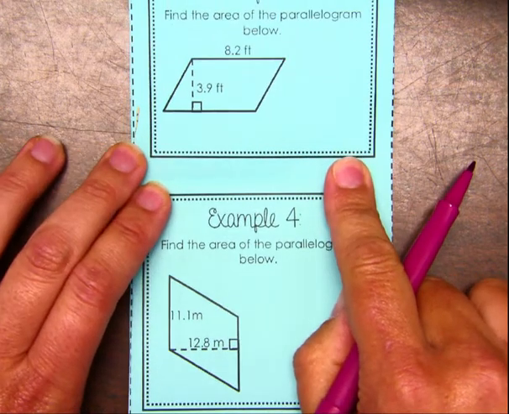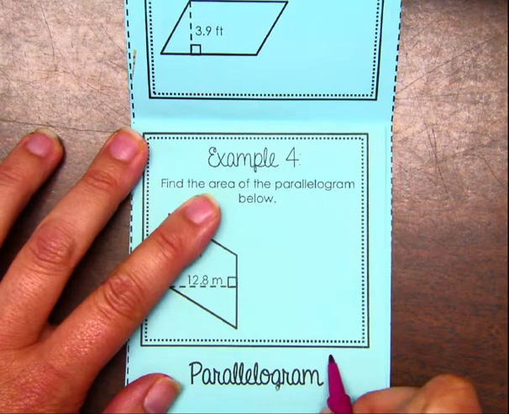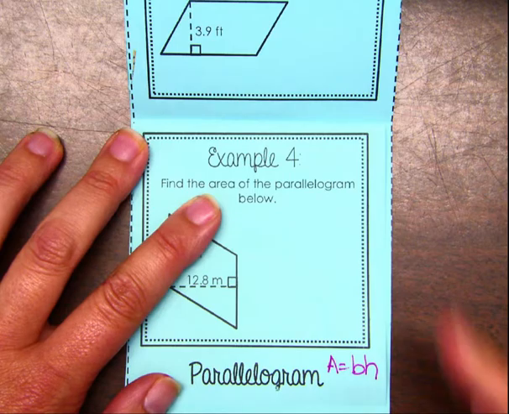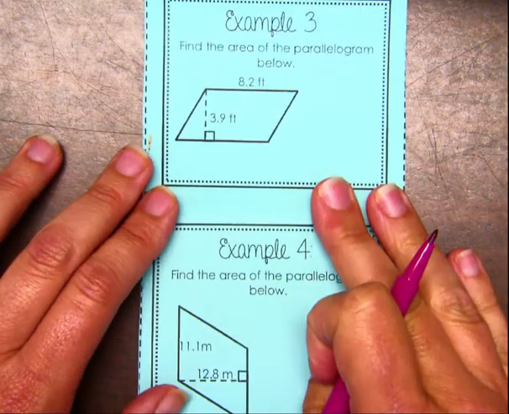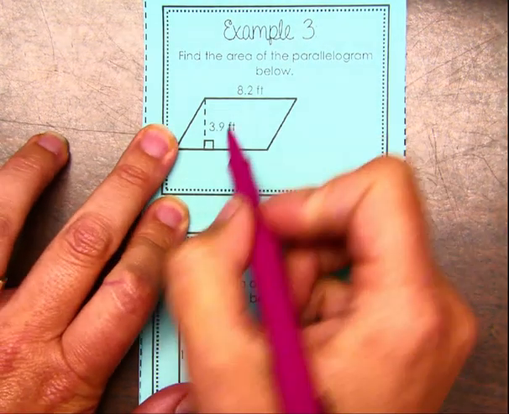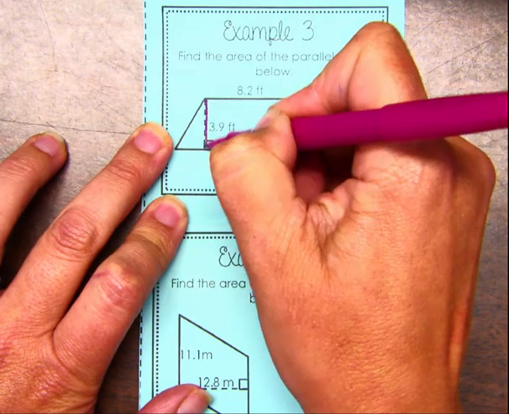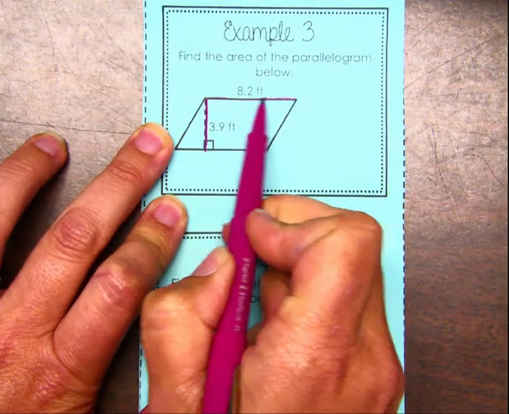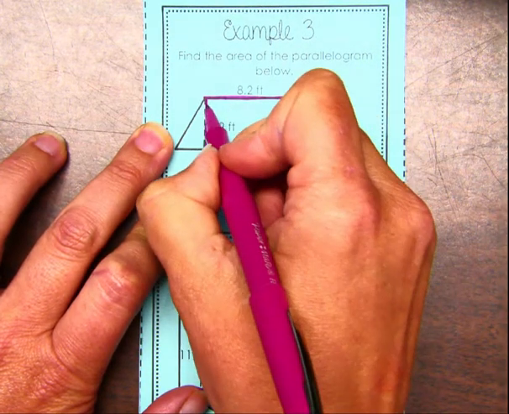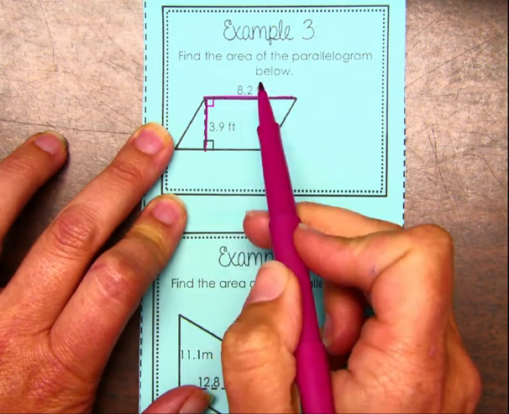And then we're going to take a look at area of a parallelogram. Now, parallelogram has exactly the same area formula as a rectangle. It's base times height, but again, the base and the height have to form 90 degrees. So if we look at example number 3, it says find the area of the parallelogram below. Well, I see a right angle right here, and I have this height, which is 3.9 feet, and I have this side, which is 8.2 feet. And if there's a right angle down here, there's also going to be a right angle up above. And so my base and my height are the 3.9 and the 8.2.